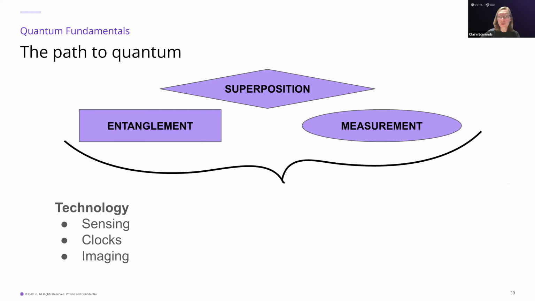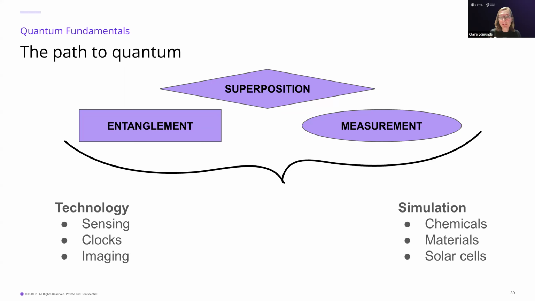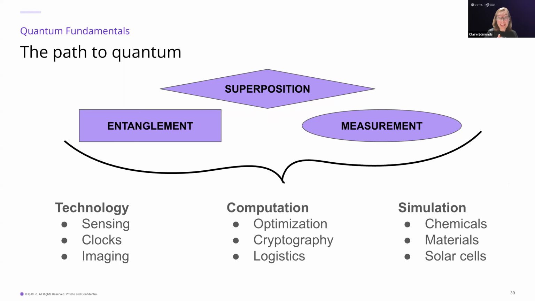You can start working towards quantum technologies like sensing, like we've already heard about, atomic clocks, or really precise imaging, like MRI imaging. It's all based on quantum mechanics. You can start looking at simulations of chemical molecules or materials, like building a better solar cell. And then finally, once you build a big enough device, you can start thinking about algorithms and computation, optimization and logistics, as well as things like cryptography, which we know is one of these big pinnacles that we're working towards in quantum computation.